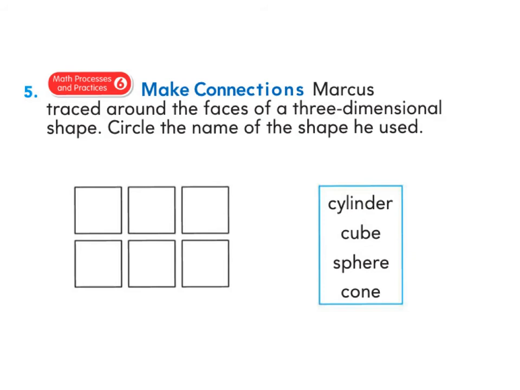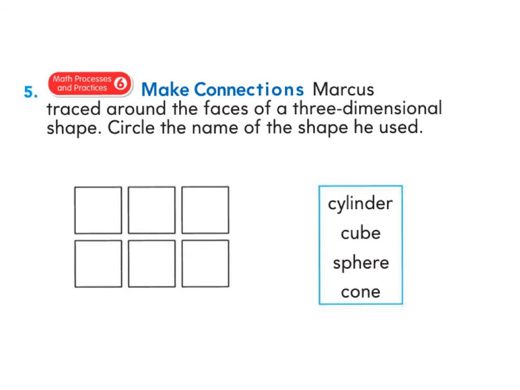All right. Marcus traced around the faces of a 3-dimensional shape. Circle the name of the shape he used. So if he had a 3D object in front of him and he traced all the faces of this object, like we did on the rectangular prism and the cube, these are all the faces that he got. He got 6 squares. And these are our options.